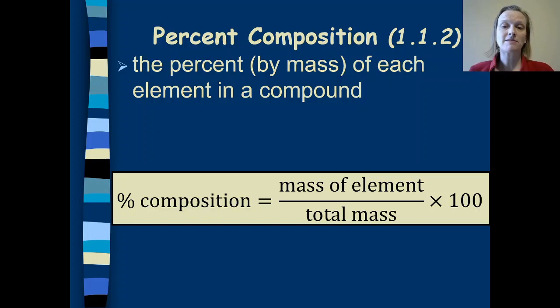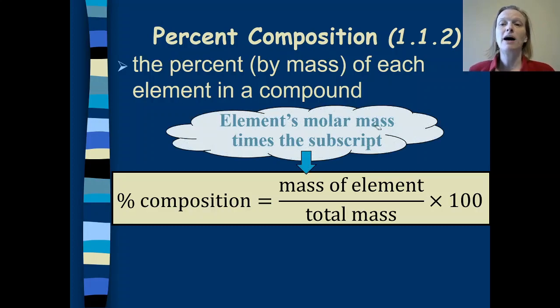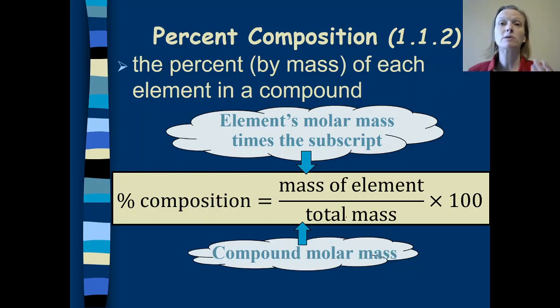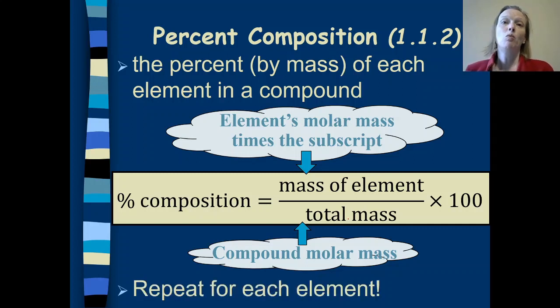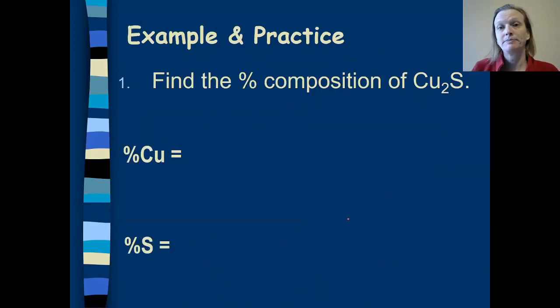So these numbers, the mass of the element, we get that by looking at the element's molar mass and multiplying by the subscript in the formula, multiplying by however many atoms of that element we actually have in the formula. The total mass is just the compound's molar mass, as we've learned to calculate already. After you do the percent composition for one element, you repeat that procedure for every element in the compound. So let's look at a simple example to start.